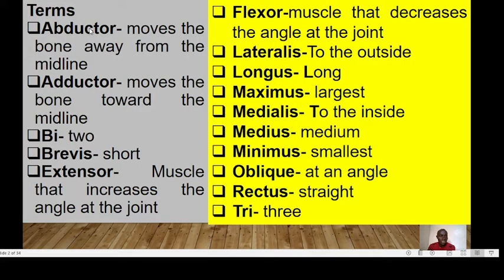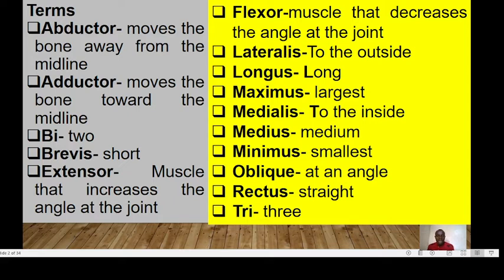So some terminologies, guys. An abductor, this is a muscle that moves the bone away from the midline. An adductor moves the bone towards the midline. When you hear bi, it means two. Brevis means short. Extensor, this is a muscle that increases the angle at the joint, while a flexor is a muscle that decreases the angle at the joint.